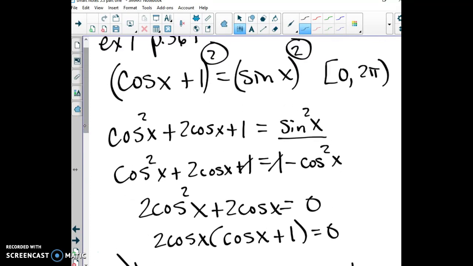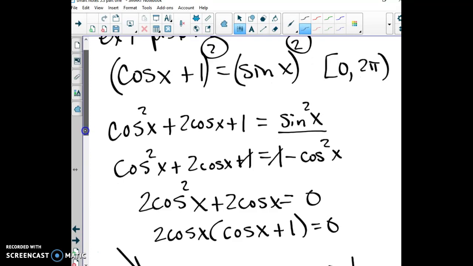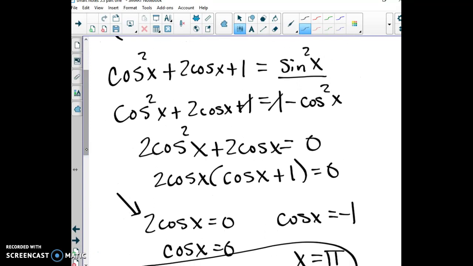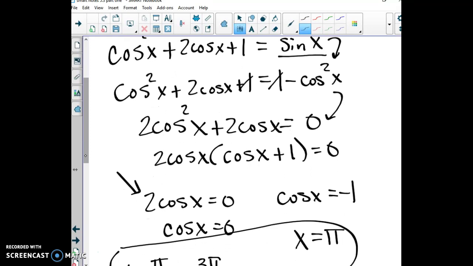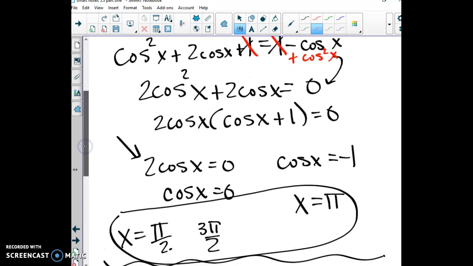On the left-hand side, we're going to FOIL that, cosine squared x plus 2 cosine x plus 1, and on the right side, sine squared x. Again, one of our strategies is to get everything in the same trig function. So we're going to take sine squared x and convert that to cosine as 1 minus cosine squared x. We're going to collect all terms on the left-hand side by subtracting 1 from each side. Notice those guys disappeared, and we're going to add cosine squared x, getting 2 cosine squared x on the left side.